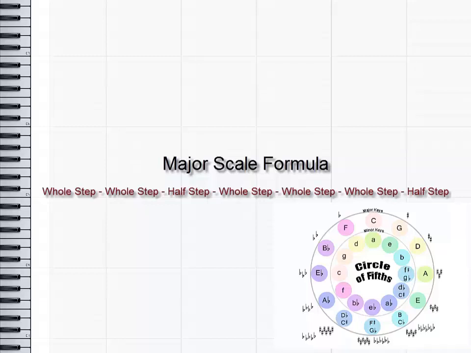So we have three sharps in A major. C sharp, that's our first. F sharp, our second. G sharp, our third. And back to A. So A major has three sharps, and its parallel minor is F sharp minor.